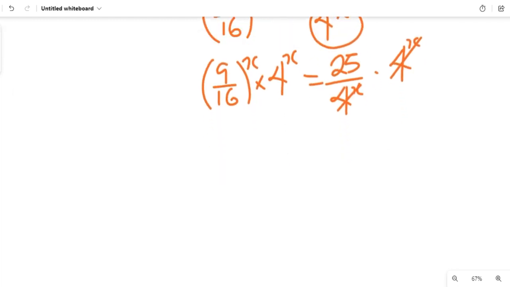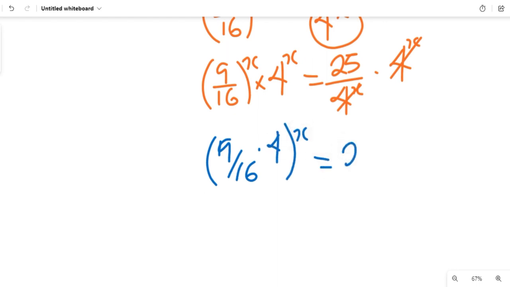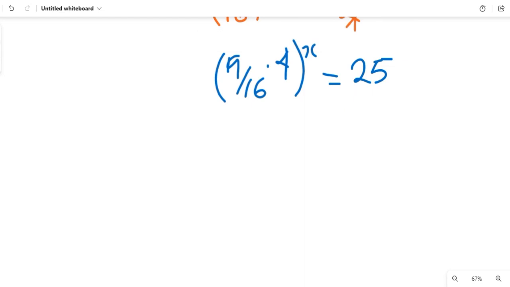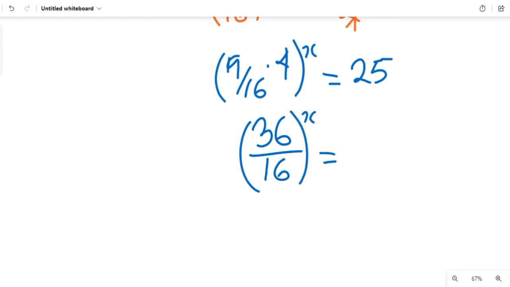And the laws of logarithm permit us, remember this law, that if you have different bases with the same power, they are going to multiply. You multiply the bases and assign them the same power. Good. And this will be equal to 25. So if you multiply these two, 9 times 4 will give us 36 divided by 16, all to the power of x, equal to 25.